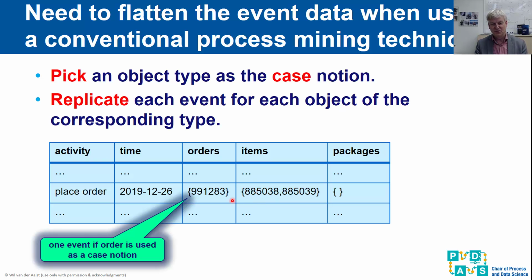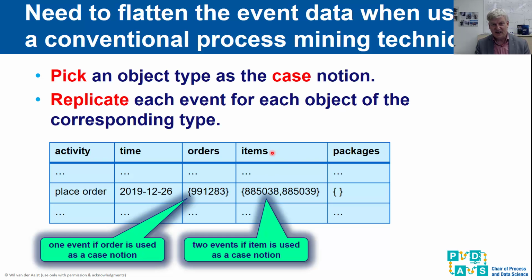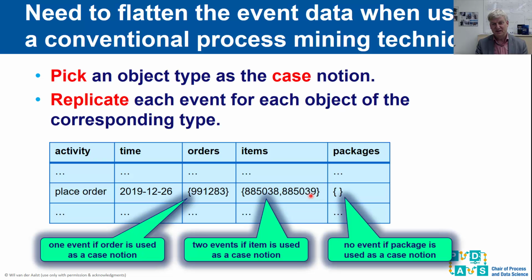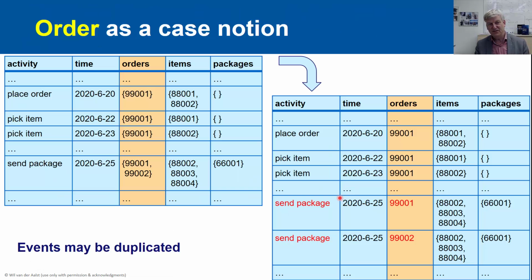So it's best to give an example. If we make orders our case ID, then this was one event and it will remain one event. If we make items our case ID, this row, which in reality is one event, is replicated because we have an event for this item and we have an event for that item. If we would take packages as our case identifier, then this event would disappear because it is not related to any package. So let's show this visually.